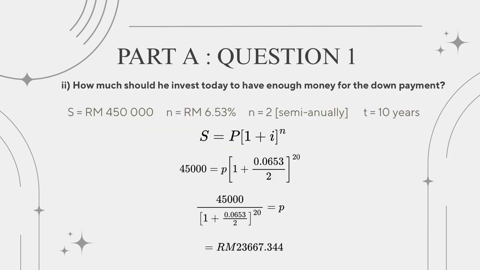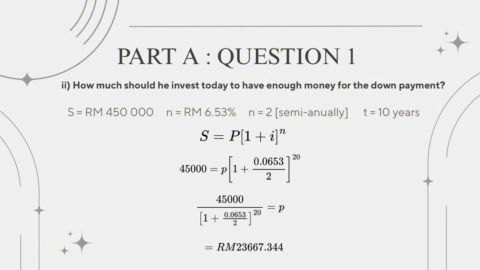B2. How much should he invest today to have enough money for the down payment? We use the present value formula, which is S = P(1 + i)^n. The future value needed is 45,000 ringgit. The annual interest rate is 6.53%. Since it is compounded semi-annually, there are 2 periods per year. Over 10 years, the total number of periods is 2 times 10, which is 20.